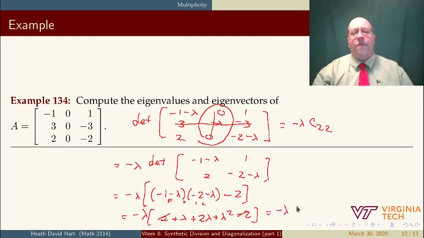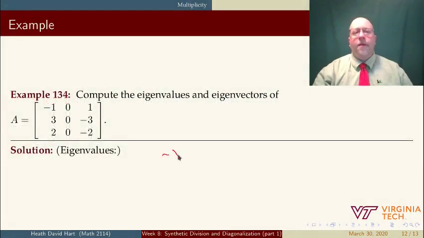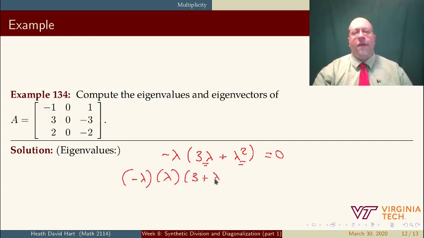And so we have negative lambda times 3 lambda plus lambda squared. This is our characteristic polynomial. If we set this equal to 0, I can take out a lambda from here. So we get negative lambda times 3 plus lambda. And so my solutions are 0, 0 again, and -3.